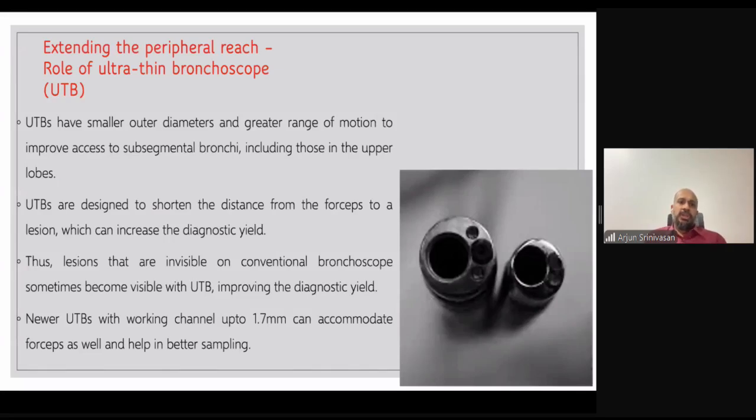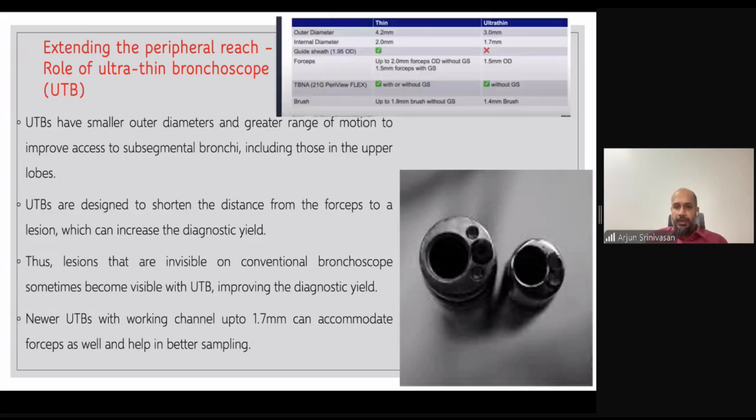So, extending the peripheral reach, this is the role of the ultra thin bronchoscope. They have a smaller outer diameter and a greater range of motion to improve access to subsegmental bronchi. These include those in the upper lobe, which are usually very difficult to access with conventional bronchoscopes. Ultra thin bronchoscopes are designed to shorten the distance from the forceps to the lesion, which can increase the diagnostic yield. The lesions which are invisible on conventional bronchoscope sometimes become visible, as we have shown in cases 2, 3, and 4. They have a working channel of up to 1.7 mm.